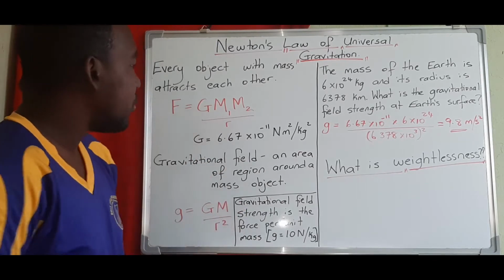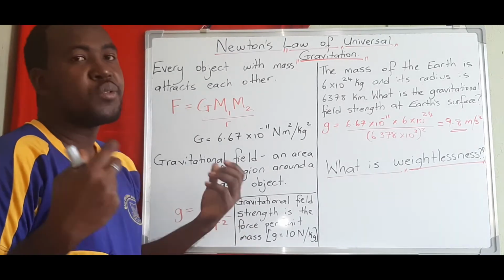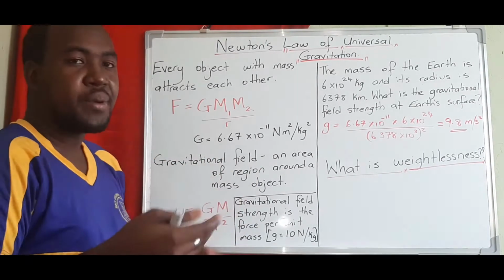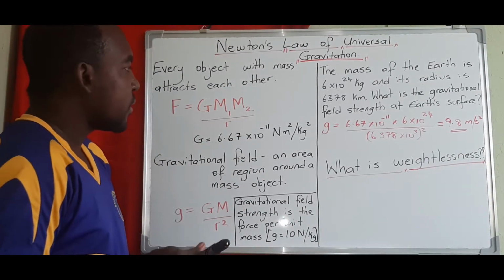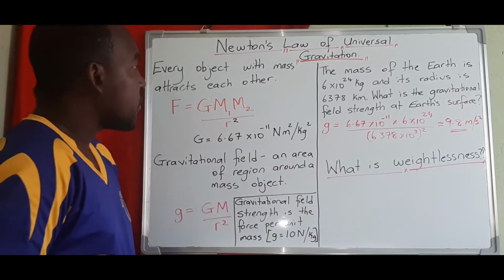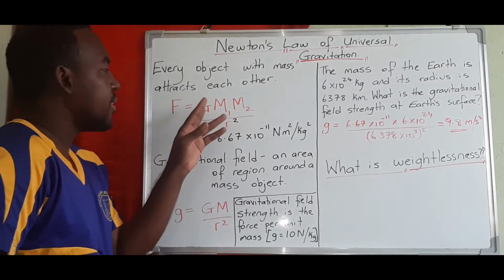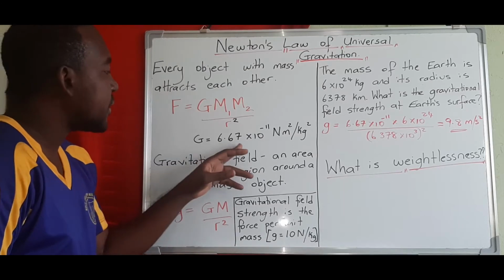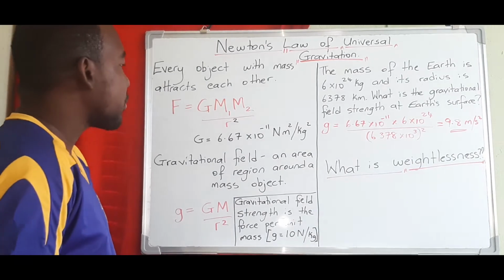So based on that, Newton came up with this law that states that the force of attraction between two large masses is proportional to their product, but inversely proportional to the square of their distance apart. So the force of attraction is equal to G, and this G is our gravitational constant, which is 6.67 times 10 to the negative 11 Newton meter squared per kilogram squared.